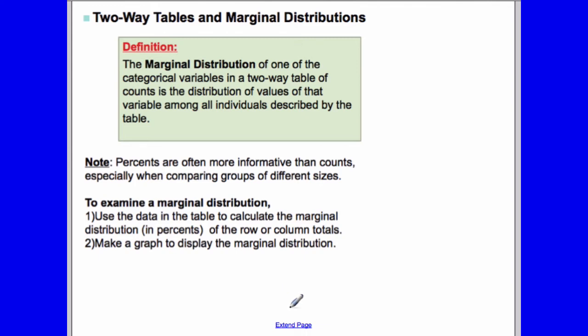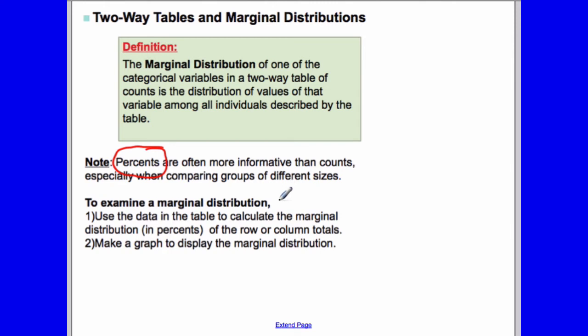Here's the official definition of marginal. The marginal distribution of one of the categorical variables in a two-way table of counts is the distribution of values of that variable among all individuals described in the table. A couple of notes. Percents are often more informative than counts. That's key, percents, especially when comparing groups of different sizes, so that you're comparing apples to apples, because otherwise I don't know if we're talking about 10 people or 50 people. That can make a difference. So in terms of percents, sometimes it's easier to look at it that way.